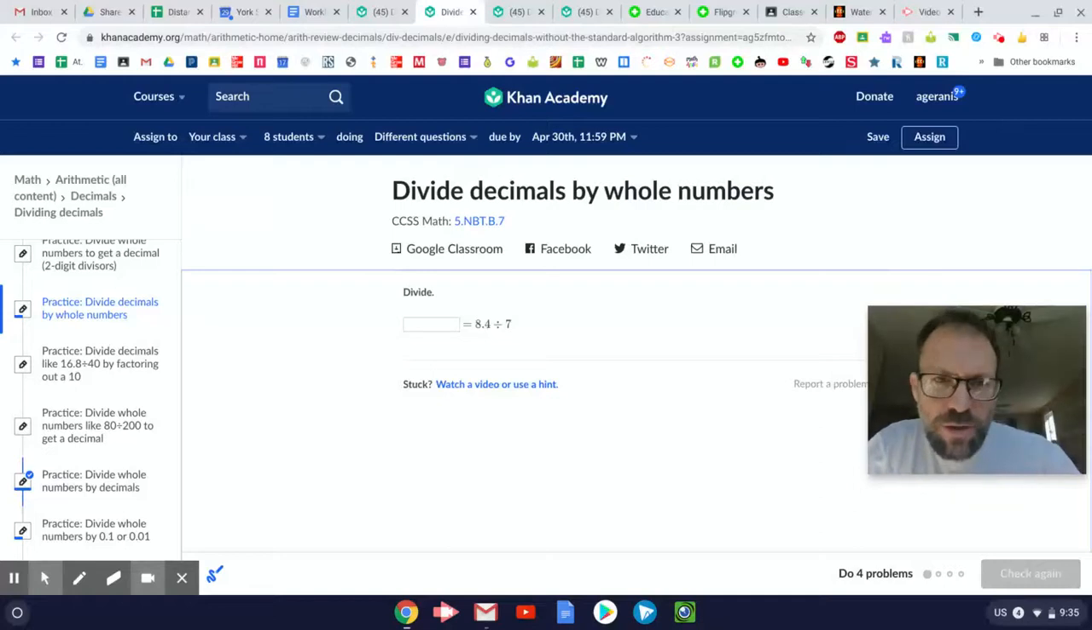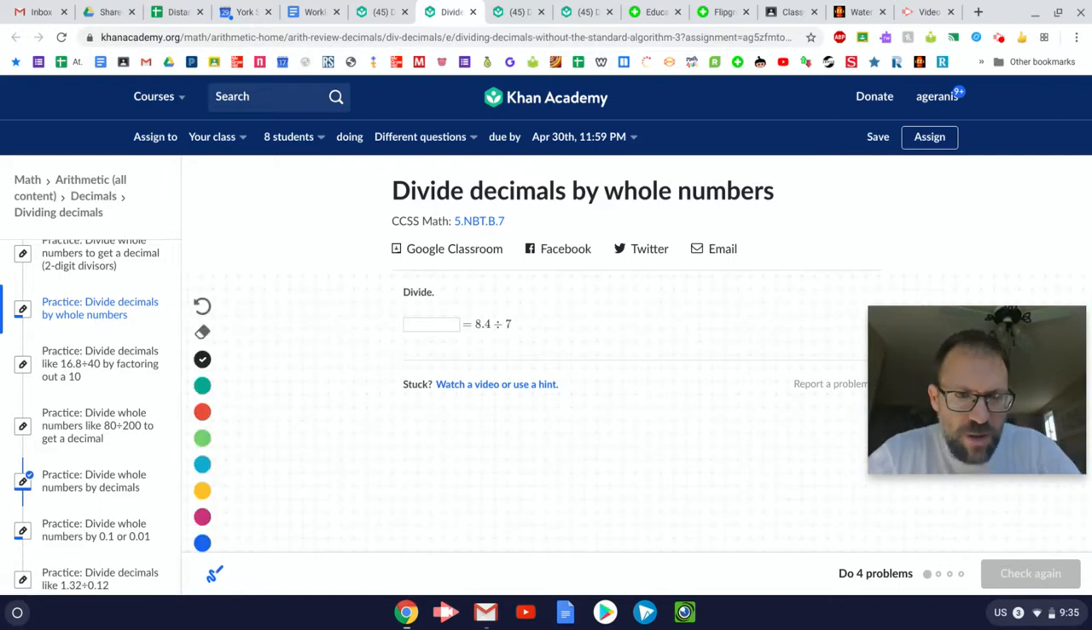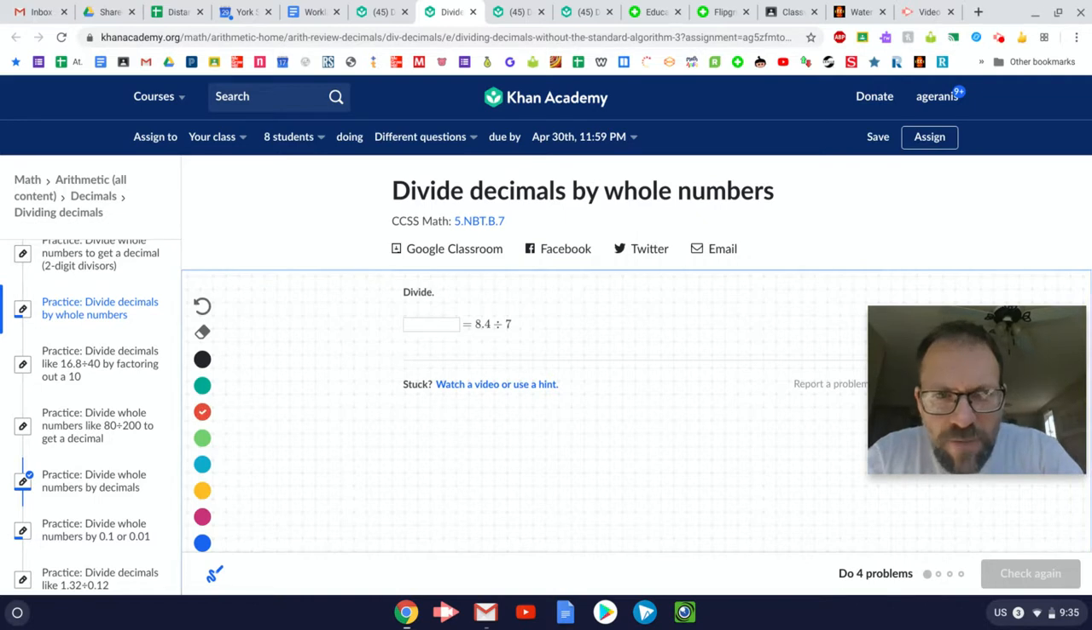Okay, our second tutorial today, dividing decimals by whole numbers. And we're going to follow in Sal's footsteps here, use the strategy he talked about. It's a good strategy. So our problem is 8 and 4/10 divided by 7.